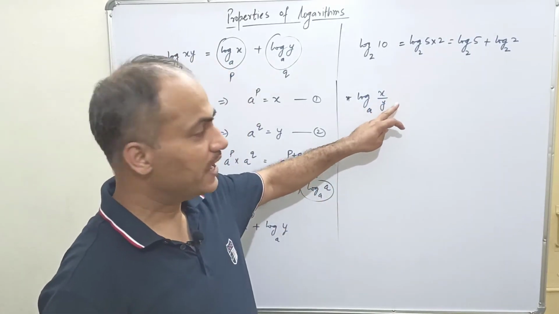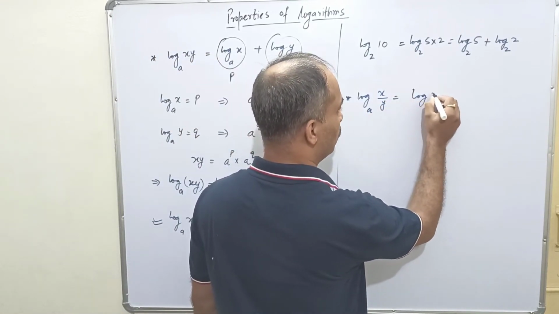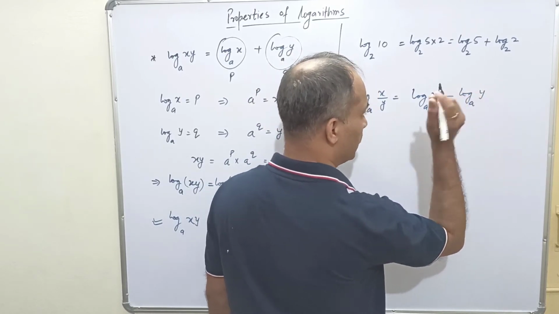If we have log of x upon y to the base a, similarly it can be written as log x to the base a minus log y to the base a.